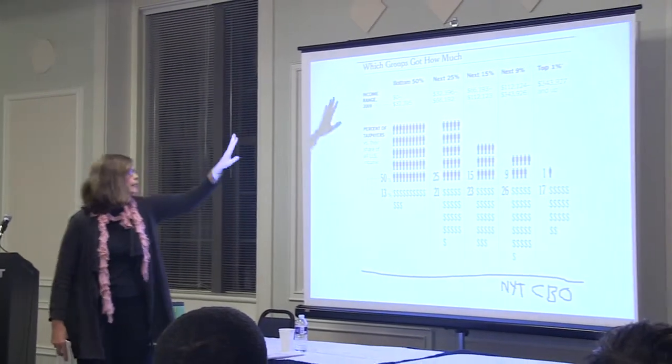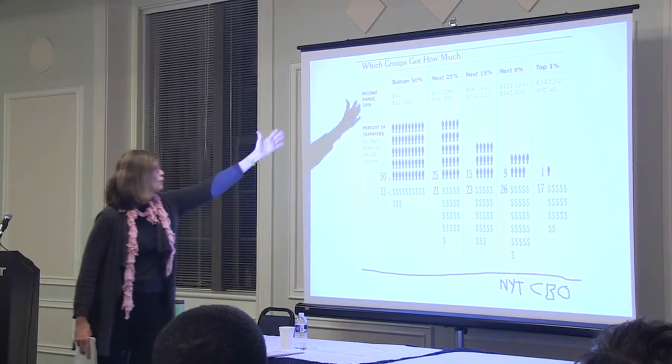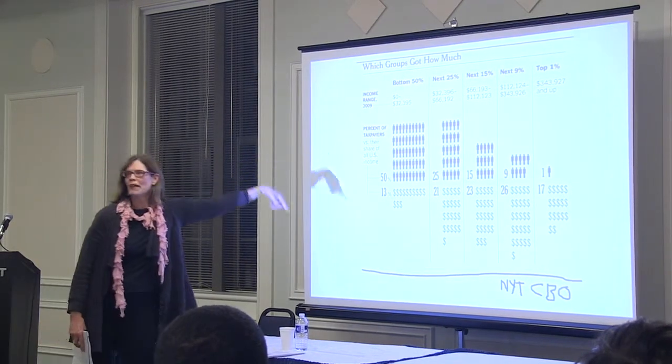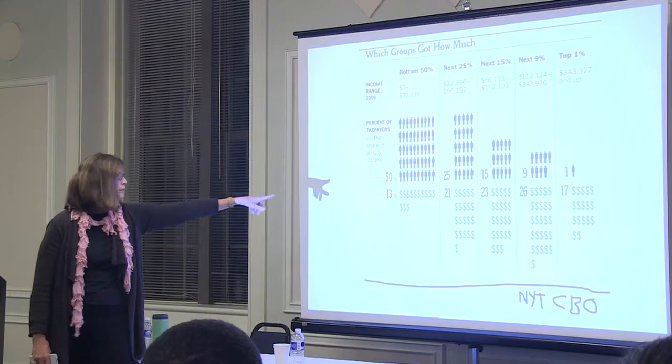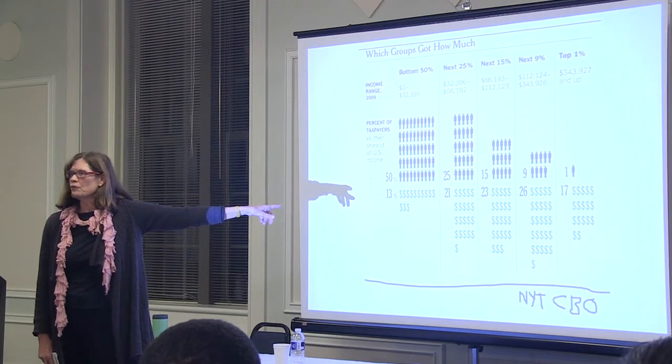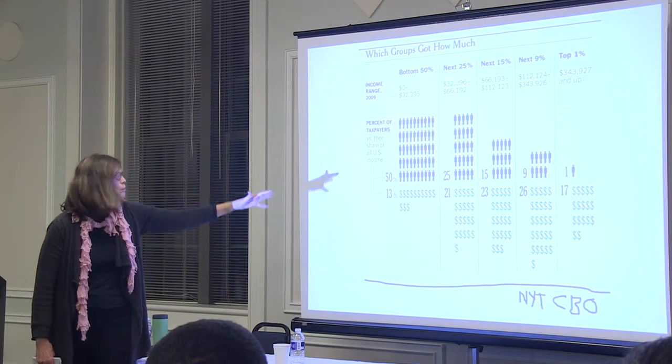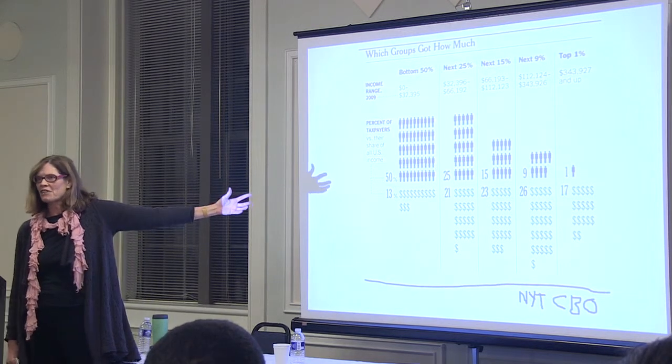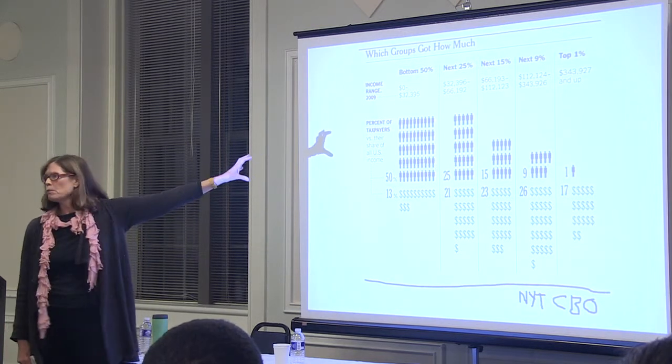What people are talking about when they say the 99%, the 90%, the 1%. So this picture shows you income distribution in the United States. And the black figures at the top are the percentage of people in each of these categories. So the bottom 50%, these black figures represent 50% of the population, and the dollar signs represent the percentage of the income that that group of people earns.